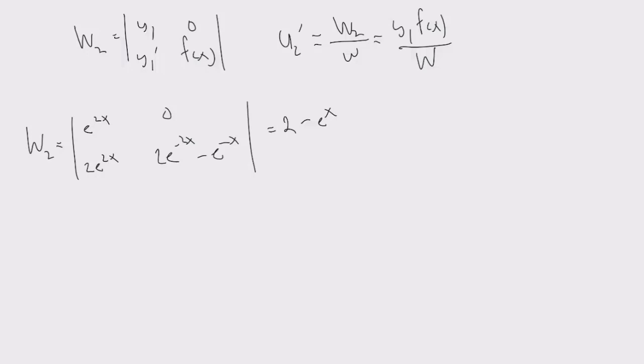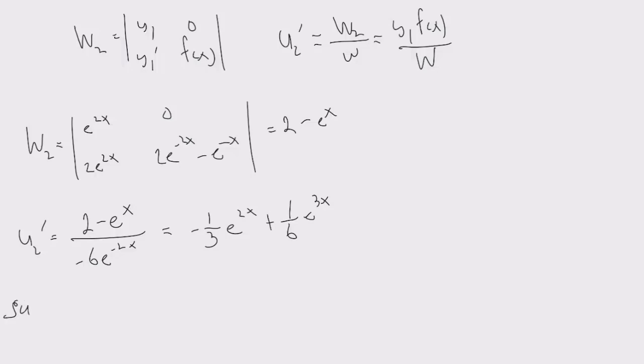All right, and then I want to divide by negative 6 e to the negative 2x. So that would be negative 1/3 e to the 2x plus 1/6 e to the 3x.